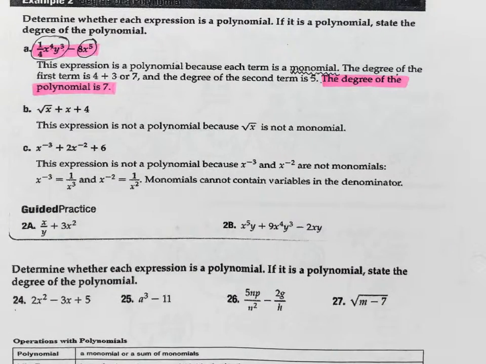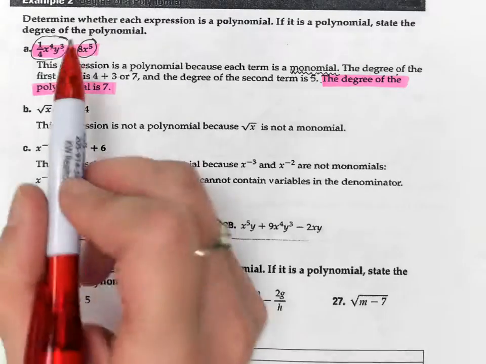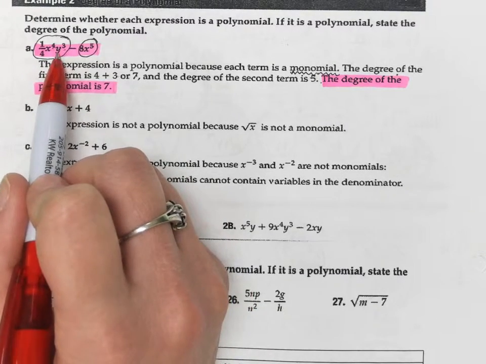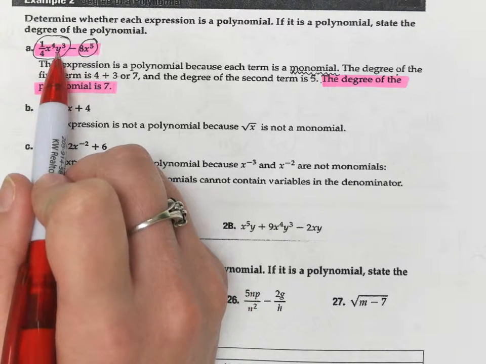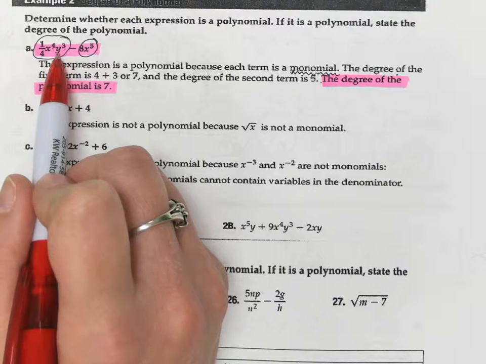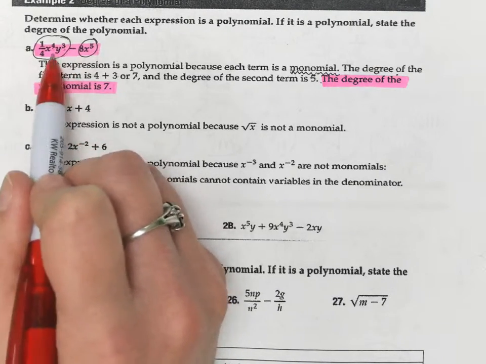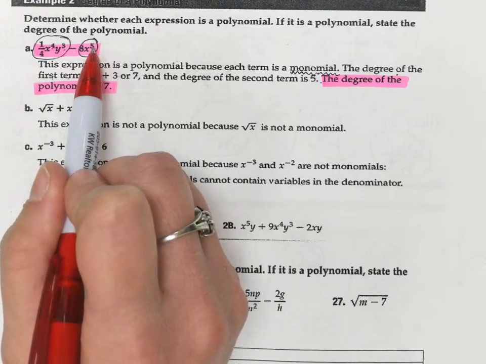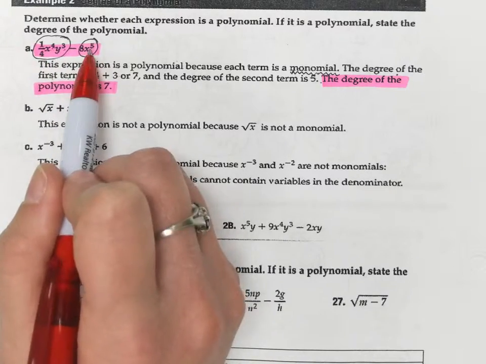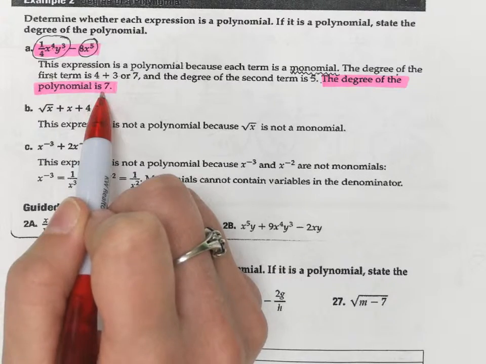No. You just find the biggest one. What's 4 plus 3 of this first one? Well, yeah, but they have different bases. I know that we're talking about degrees. We're not actually adding them together. What's the degree here? 7. What's the degree here? Which one's bigger, 7 or 5? 7. That's why we say the degree of the whole thing is 7.